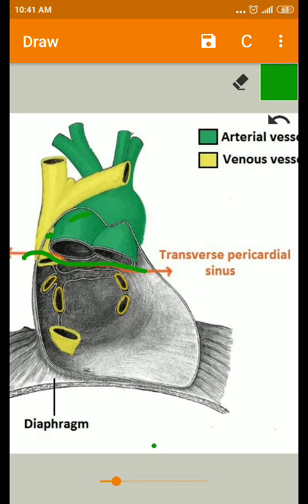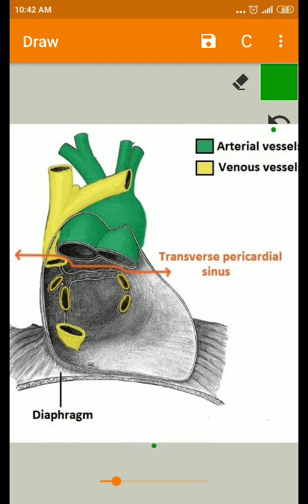That means if they find this transverse pericardial sinus, it is very easy, because above it is the arterial end, and they will ligate this arterial tube during coronary artery bypass grafting. This is one of the importances of the transverse pericardial sinus. For that reason, you should know where the sinus is present.